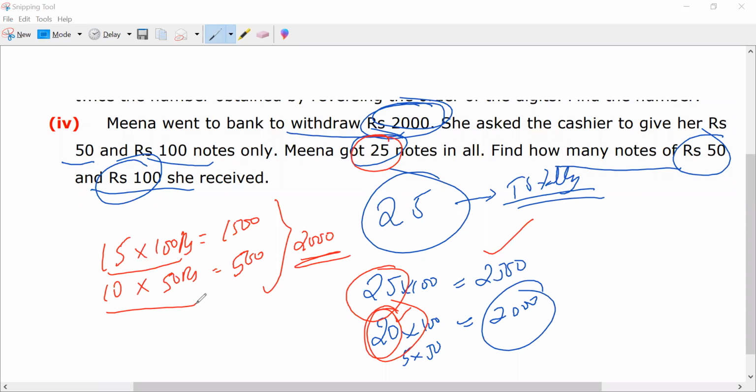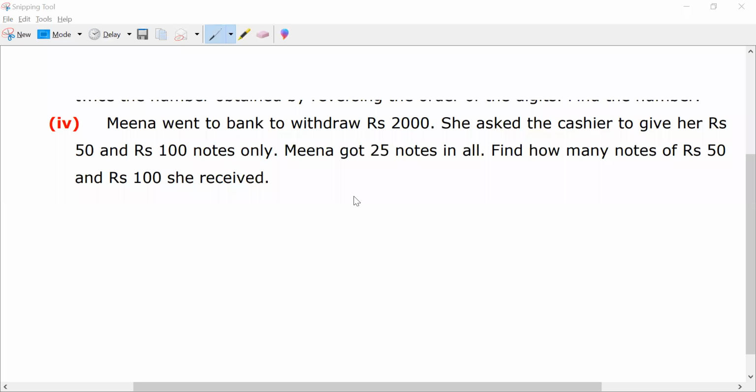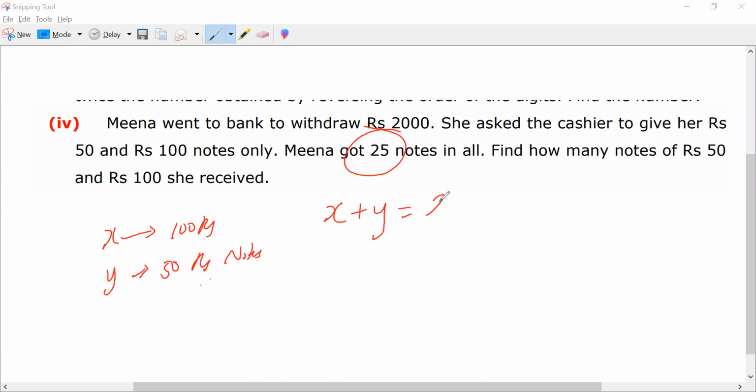Now let's come to this question. She asked the cashier to give her rupees 50 and 100 notes only. What is the first thing? Totally how much she got? If x is the number of 100 rupees notes and y is the number of 50 rupees notes, the first thing is that she got 25 notes in total. X plus y is 25.